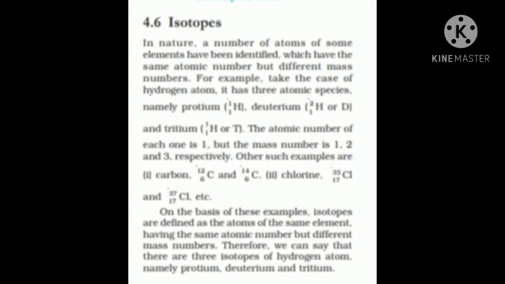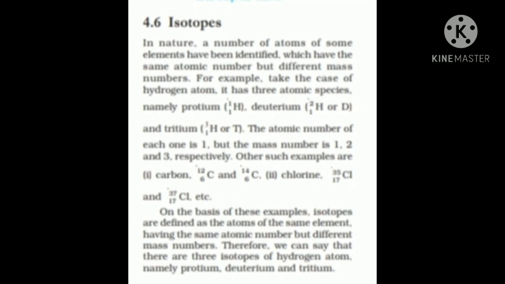Let us learn about isotopes and isobars. A number of atoms of some elements have been identified which have the same atomic number but different mass number. For example, the hydrogen atom has 3 atomic species, namely protium with atomic number 1 and mass number 1, deuterium with atomic number 1 and mass number 2, and tritium with atomic number 1 and mass number 3. The atomic number of each one is 1, but the mass number is 1, 2 and 3 respectively.